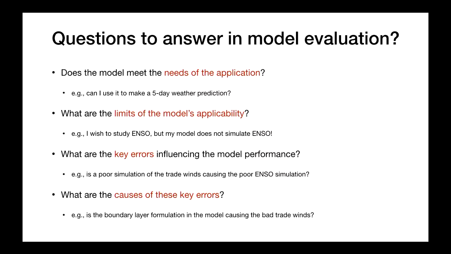It just can't make a 7-day weather forecast because the boundary conditions come from further away. What are the limits of my model's applicability? What can't I do with my model is a very important question.